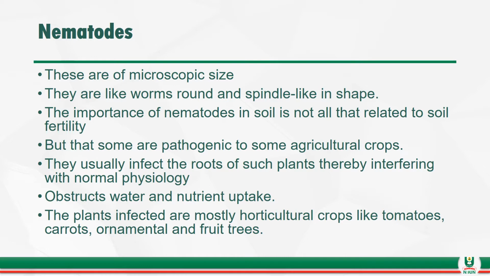Nematodes. These are microscopic in size. They are worm-like and spindle-like in shape. The importance of nematodes in soil is not related to soil fertility, but that some are pathogenic to some agricultural crops. They usually infect the roots of such plants, thereby interfering with normal physiology and obstructing water and nutrient uptake. The plants infected are mostly horticultural crops like tomatoes, carrots, ornamentals, and fruit trees.